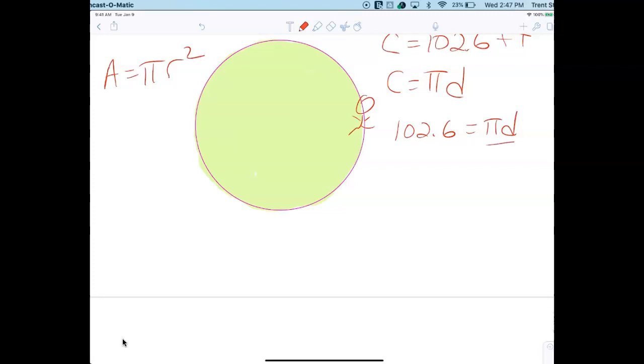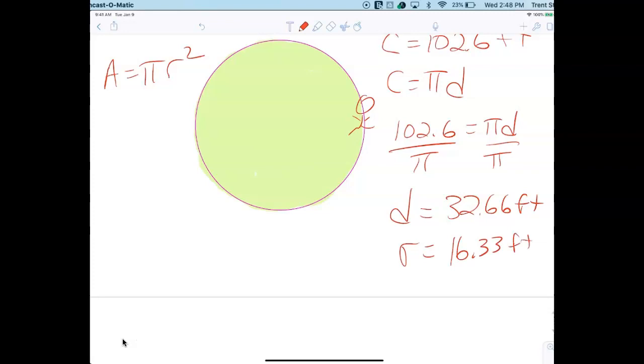That's excellent. I'm dividing by pi, dividing by pi. So the diameter of that circle is, Ben, what? I'm asking for the diameter of that circle. 32.66. 32.66 feet. All right, but I'm asking for the area. So what do I have to do? Divide it by 2. Yes, you do. Divide it by 2. So r is equal to 16.33. Exactly, 16.33 feet.